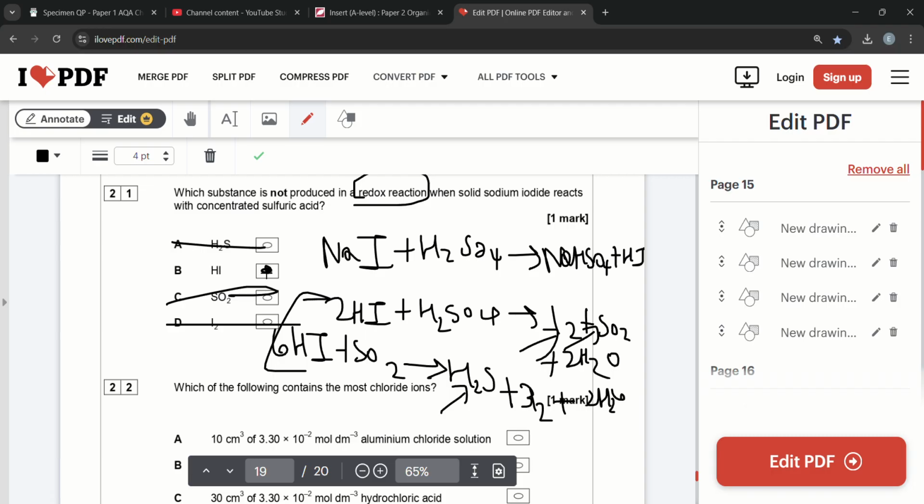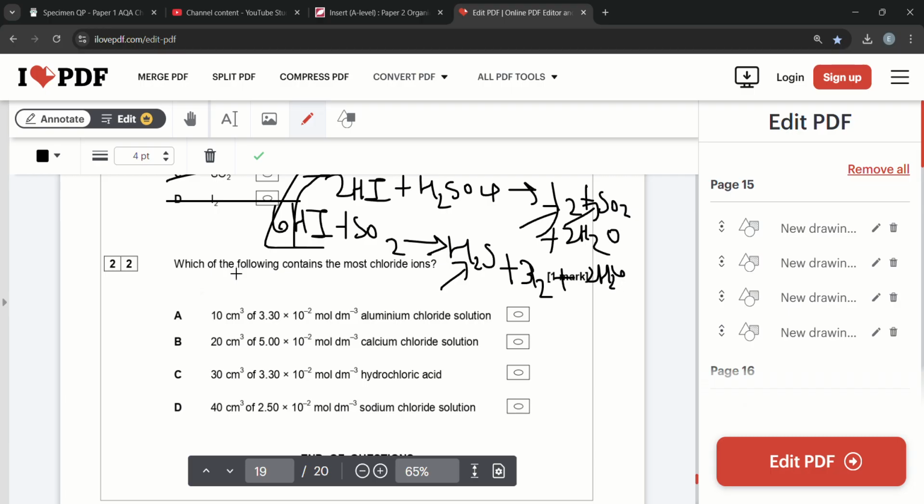If it said which of the substances is not produced when solid sodium iodide reacts with concentrated sulfuric acid and it did not include that, then all of these would be wrong because all of them are produced. This is just a normal reaction, and the redox reaction is here. Okay, I understand now. Hydrogen iodide is produced in the normal reaction, not in the redox reaction. So in this case, it was the answer.